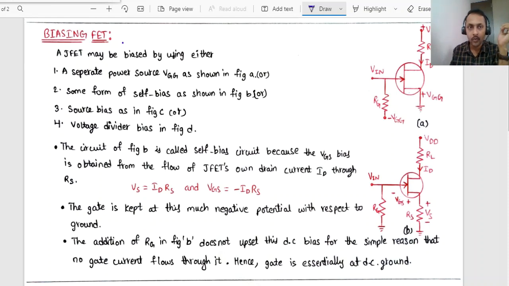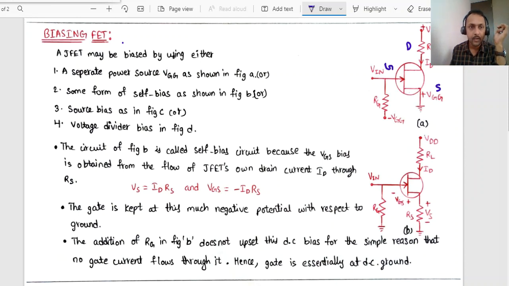For that sake, if you recollect the field effect transistor diagram, I will show you here. This is the source terminal. This is the drain terminal, and this is the gate terminal. Three terminals we have, as we discussed earlier: the source terminal, the drain terminal, and the gate terminal.